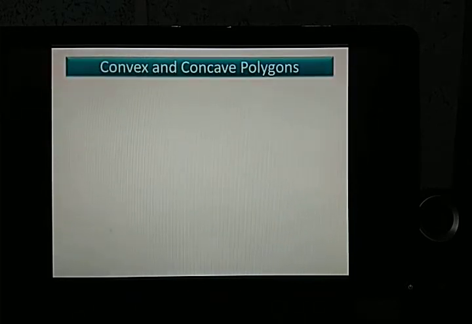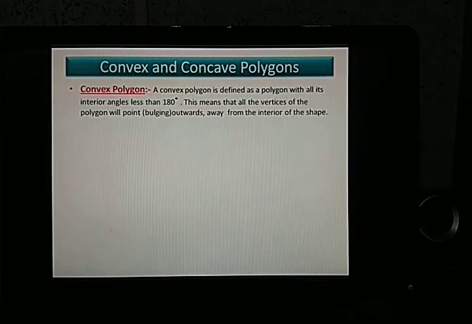Now next topic, convex and concave polygons. So let us see the definition. Convex polygon means a polygon with all its interior angles less than 180 degrees. This means that all the vertices of the polygon will point outwards, that is called bulging, away from the interior of the shape.